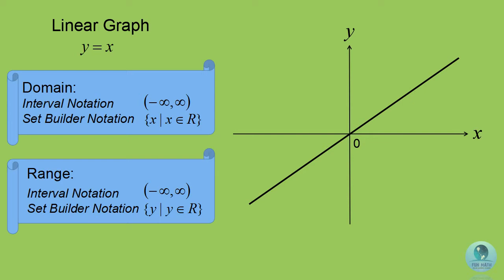The domain for y equals x can be written as x, such that x consists of all sets of real numbers. Meanwhile, the range can be written as y, such that y consists of all sets of real numbers. You can also write the domain and range in the form of interval notation, from negative infinity to positive infinity.